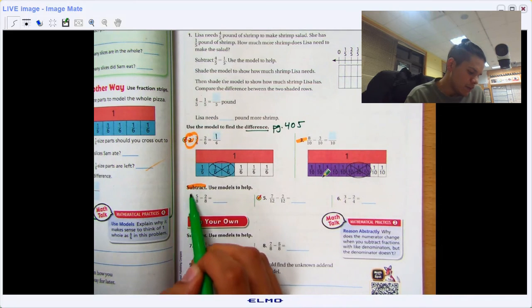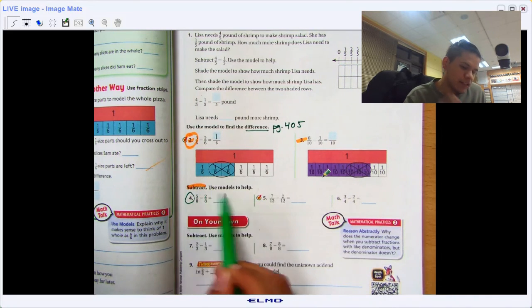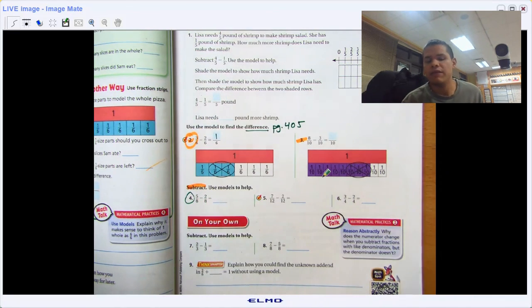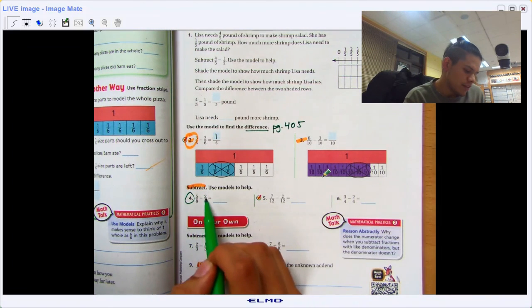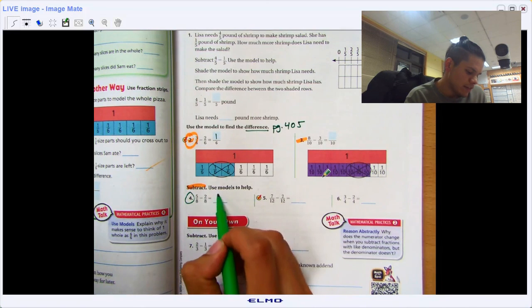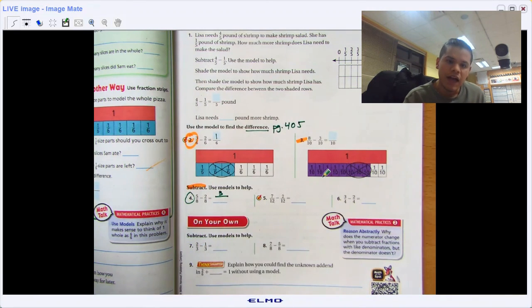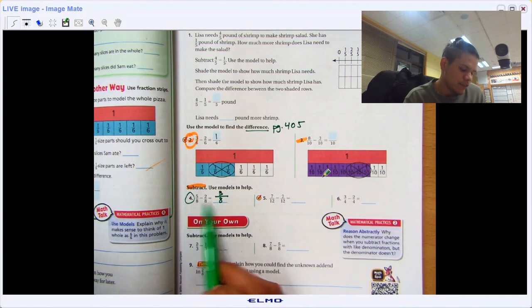Let's take a look at example number 4. It says subtract. Use models to help. But if you remember, when you subtract, just like when you add, all you have to do is focus on the numerator. So 5 eighths minus 2 eighths. Well, let's see the numerator. There's a 5 minus 2, so my numerator will be 3. I keep my denominator the same, and it's 8. So the difference is 3 eighths.